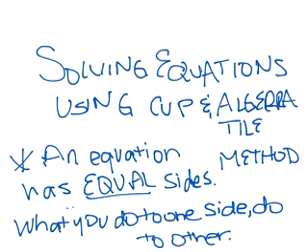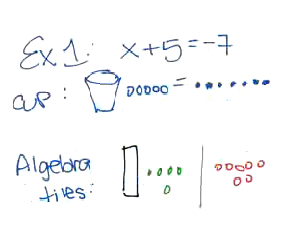Hello guys, in this video we're going to be learning about how to solve equations using the cup and the algebra tile method. The first thing I want you to make sure you write down is that anytime we're dealing with equations, both sides are equal. So what you do to one side, you have to make sure you do to the other. If you don't, instead of it being balanced, you make it not be balanced. So we need to make sure that anything we do to one side, if we add something, you add it to the other side as well.